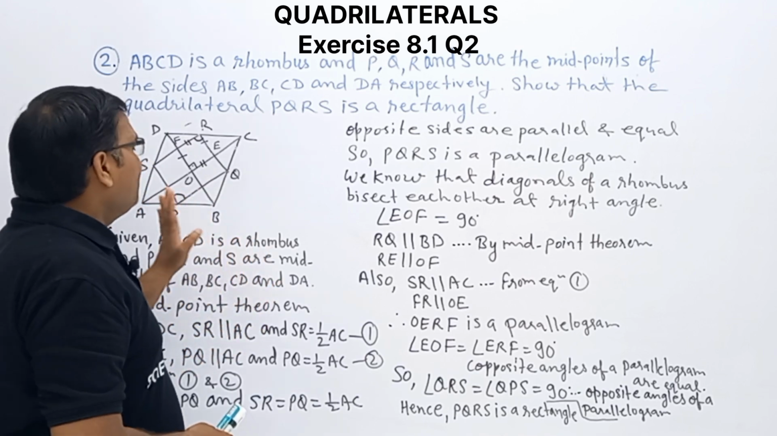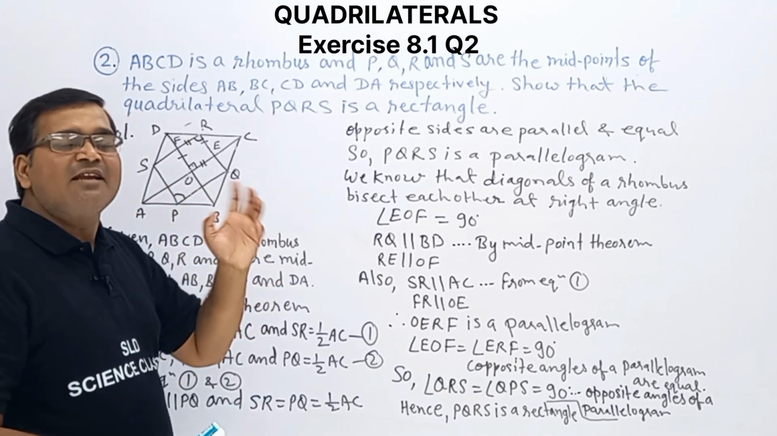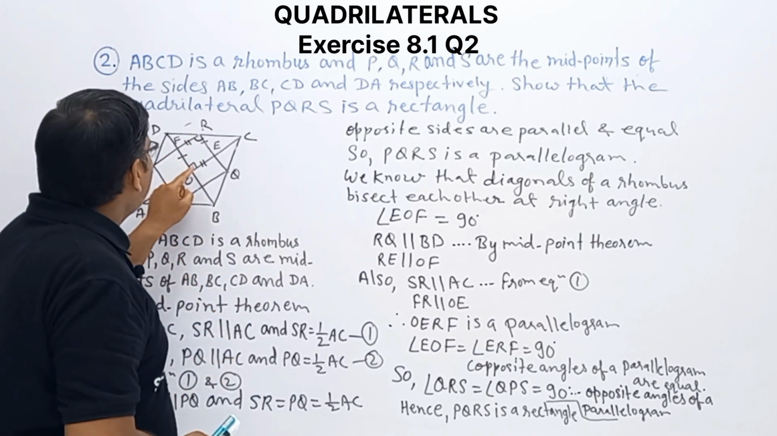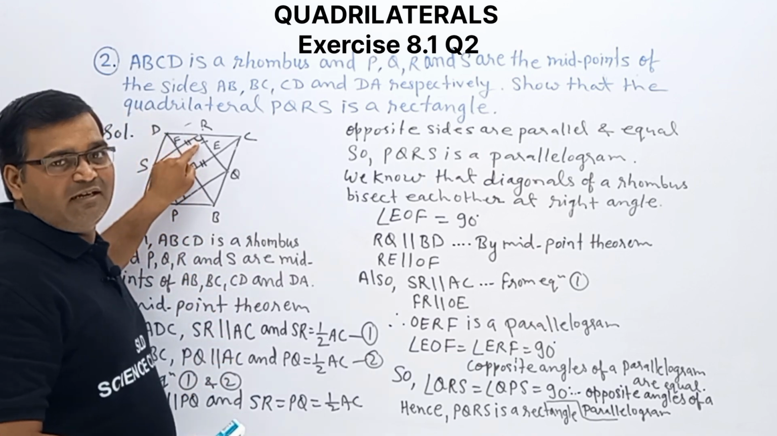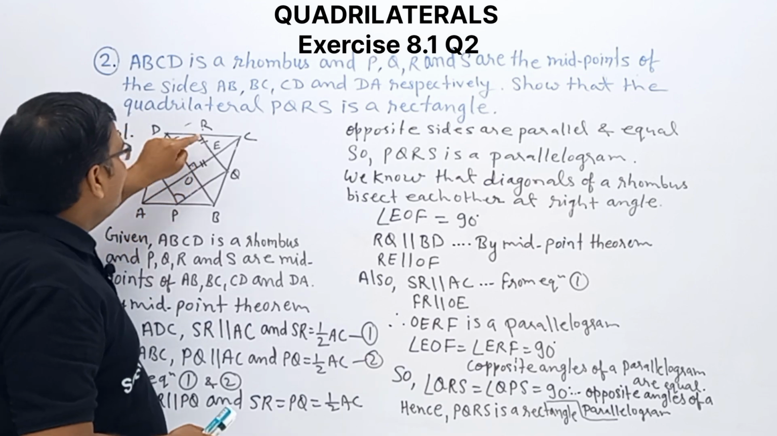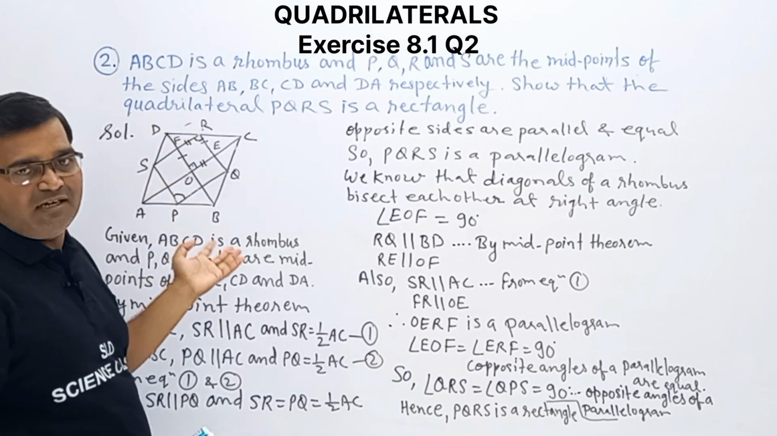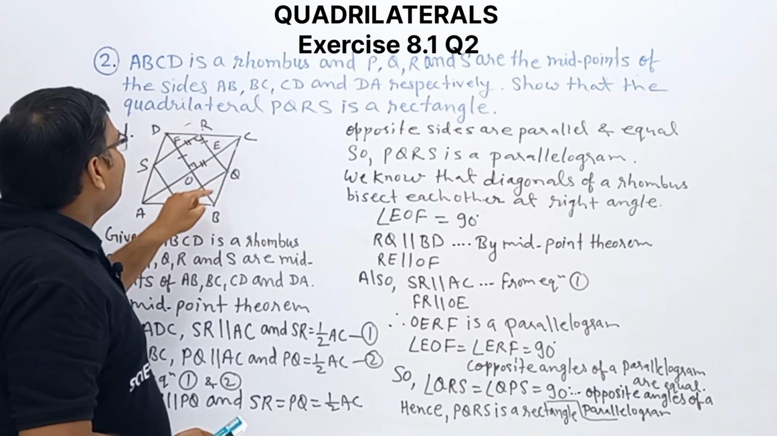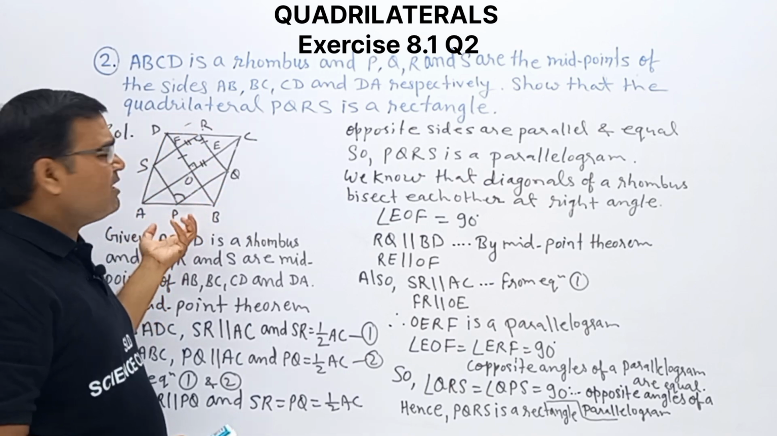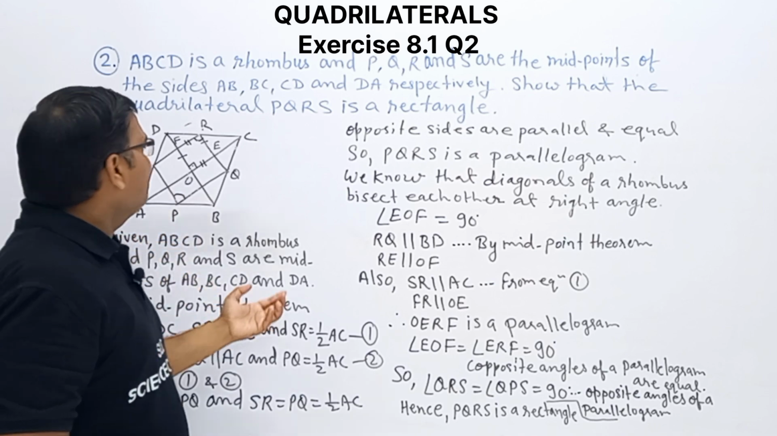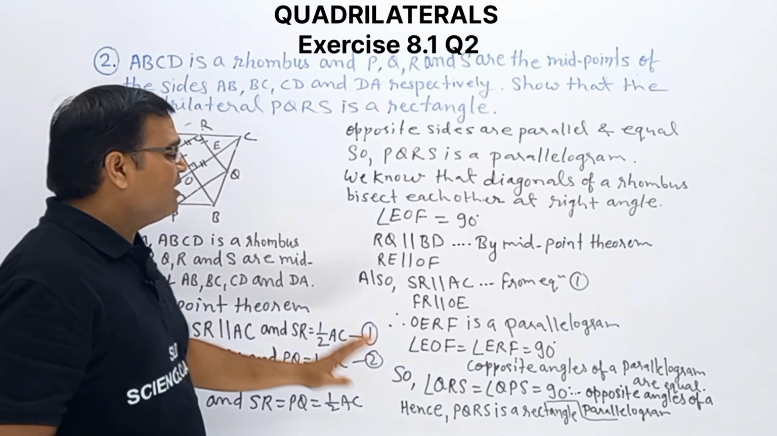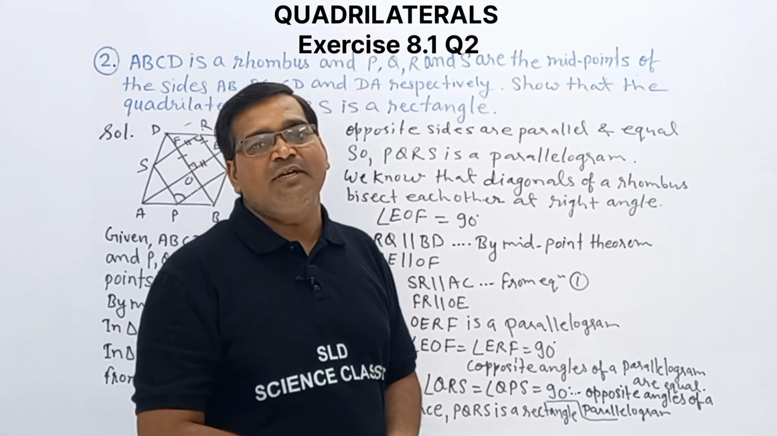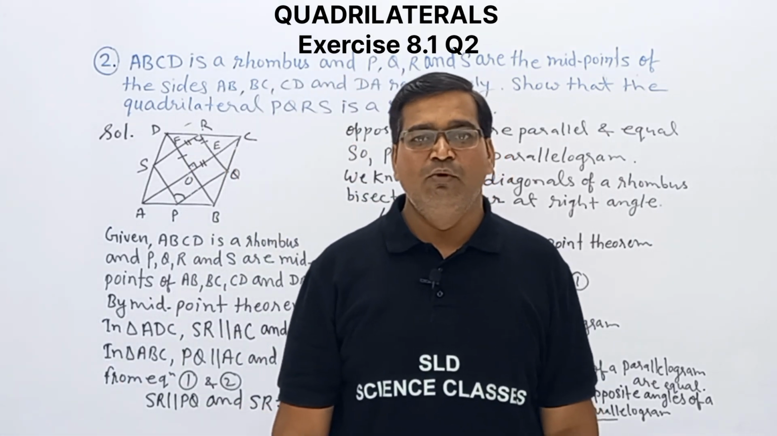So we can say OERF is a parallelogram. In a parallelogram, opposite sides are parallel, then opposite angles are equal. So this angle is 90 degrees, so automatically this will be 90 degrees. Its opposite angle will also be 90 degrees. It means PQRS is a rectangle. So we proved that PQRS is a rectangle. This is what we wanted to prove. I hope you understand this question. That's all about this question. Thank you so much.